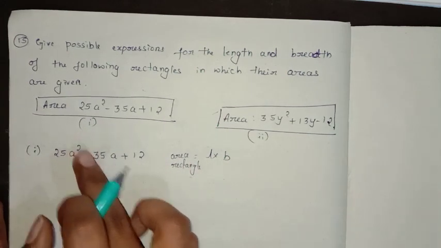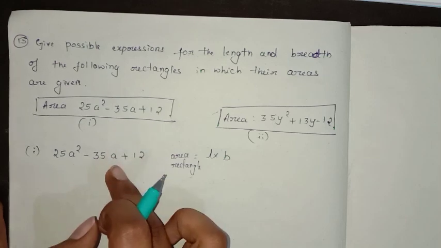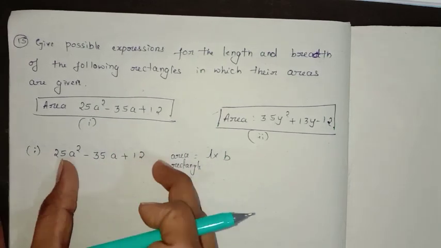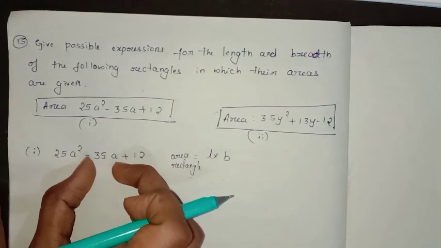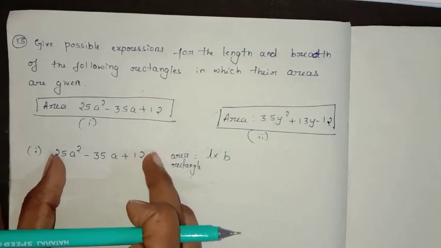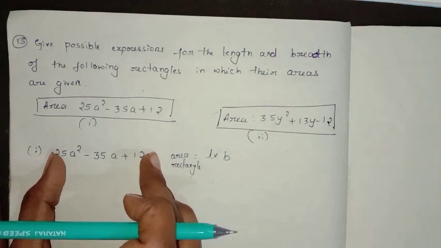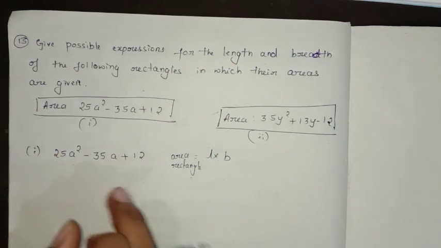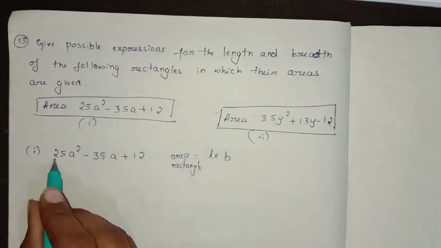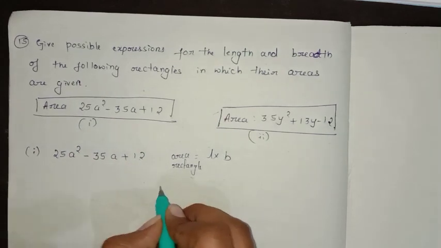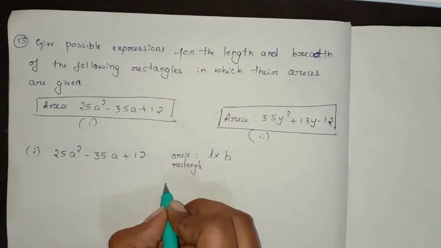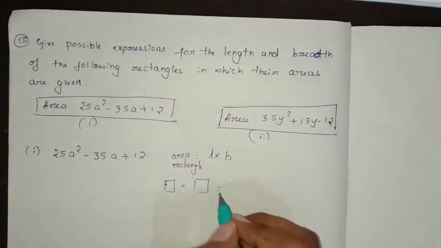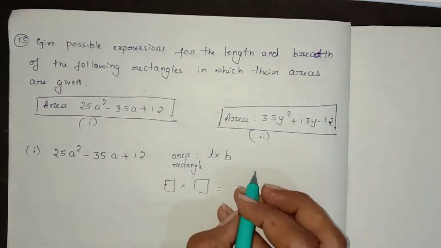As you observe, there is a square term, a single term with power 1, and a constant. To factorize this, which method do we have to follow? You have to split the middle term. That means when you multiply both the terms you should get the product, and when you add or subtract the terms you should get the middle term. So there are two numbers you should multiply to get the answer. What do you think?